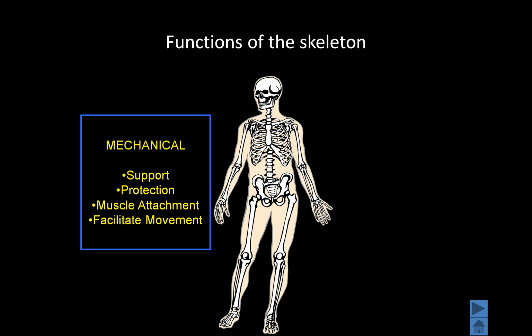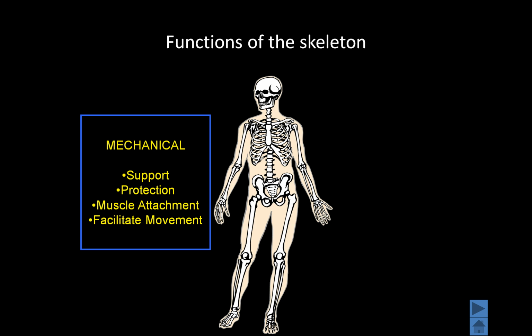Bones also protect a number of vital organs, such as the skull, protecting the brain, and the rib cage and sternum, protecting the heart and lungs that lie within the thoracic cavity. Bones also act as perfect muscle attachment sites and levers to facilitate joint movement.